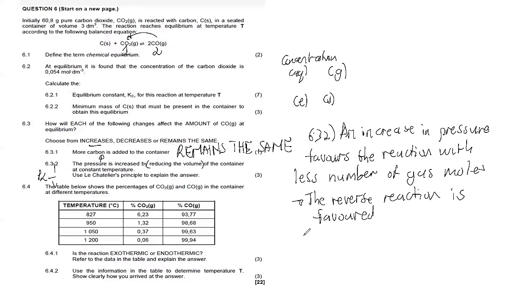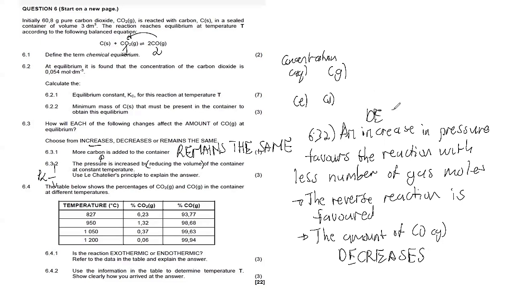And then if the reverse reaction is favored, what will happen to the amount of the carbon monoxide? Obviously, what is a reverse reaction? It is a reaction that promotes the using up of product to form back the reactants. So that means the amount of carbon monoxide gas decreases, right? So the amount of carbon monoxide gas decreases as a result of the reverse reaction being favored. So our answer now has to say decreases. And then there you go, 3 marks.